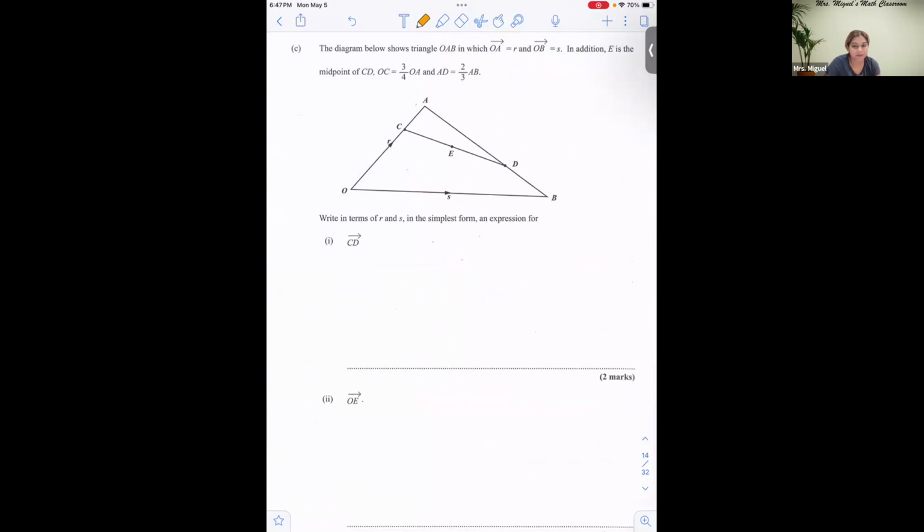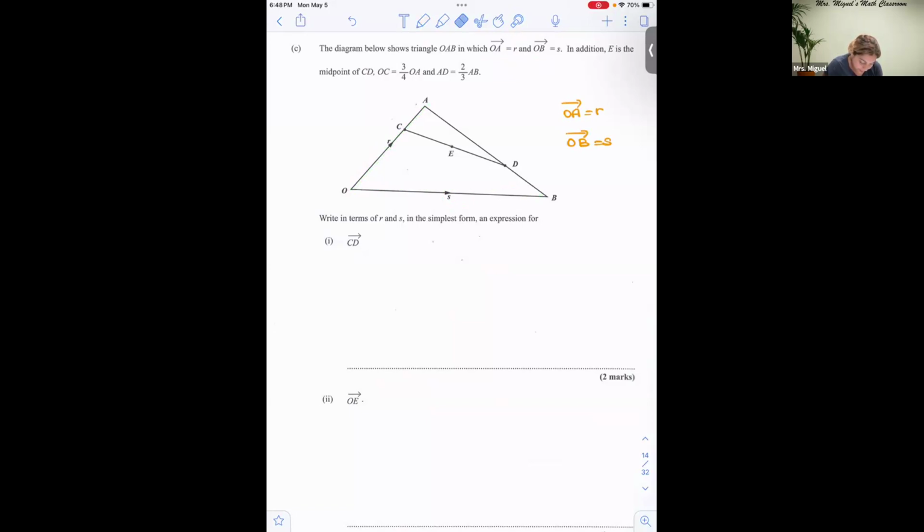So you see how the vectors question could come in a variety of forms with these 4 questions that we did here tonight, right? So we have a diagram that shows a triangle OAB. OA is R, so we have that. OB is S, so we have that. So I could write it. OA is given as R and OB is given as S. In addition, E is the midpoint.